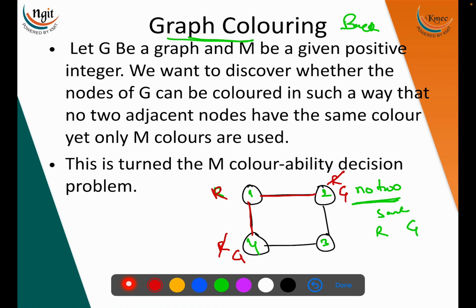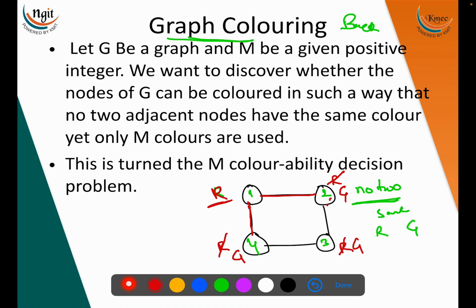Now again check. One vertex is having red color and this is having green color. So different color. Okay. Here also different color. Again you should have red color here. You cannot place green color here. Did you understand? Now this is the graph coloring problem.